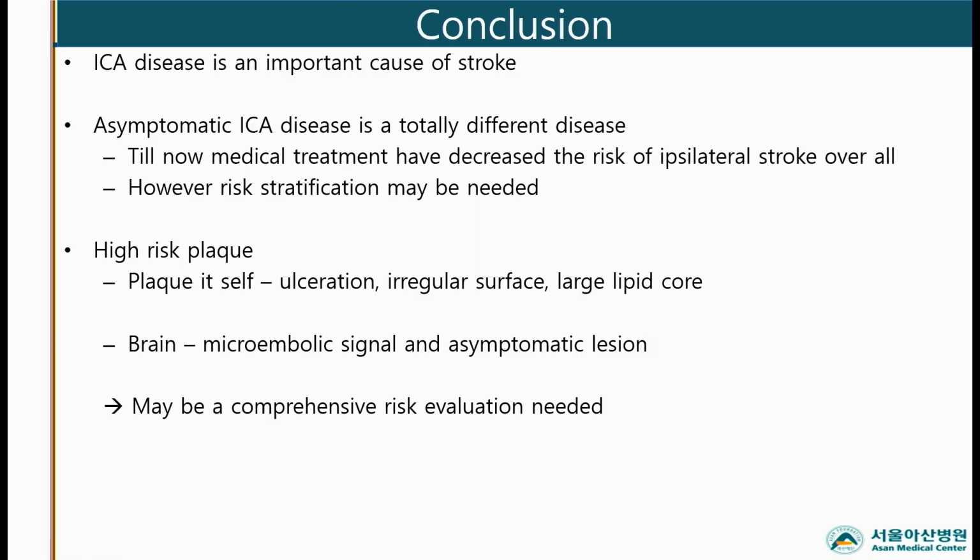So as mentioned before, ICA carotid disease is an important cause of stroke. We may evaluate by MRA, CTA, TFCA, and also by duplex, and they may be very complementary. Asymptomatic ICA disease is a totally different disease, but still needs attention because some of those patients may have an ischemic stroke. Therefore, we need to look at the presence of high-risk plaque, which is defined by echolucency, presence of ulcer, and also microembolic signal detected by TCD, and also silent brain infarction observed on MRI. Maybe a comprehensive evaluation using various modalities may be helpful for the patients.